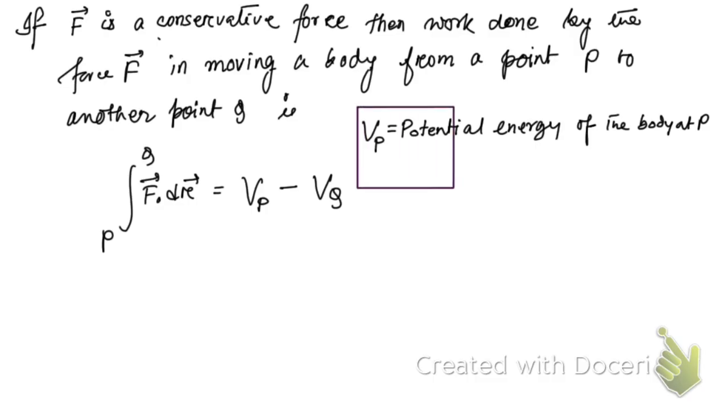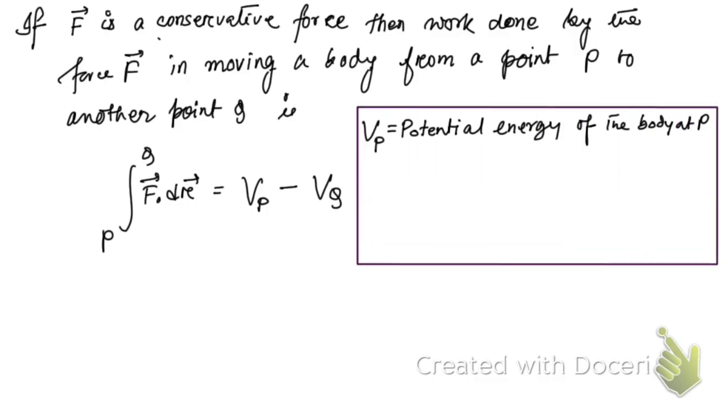And Vq is the potential energy of the body at Q. That's what we can write. So now you see, if del V is the change in potential energy, just wait.